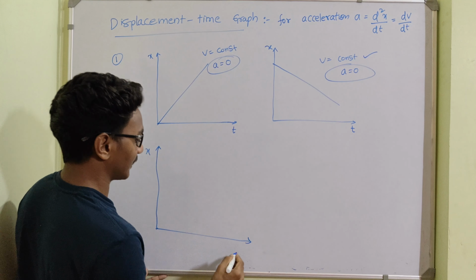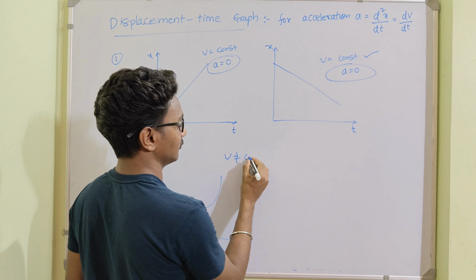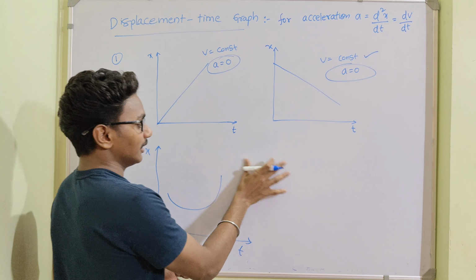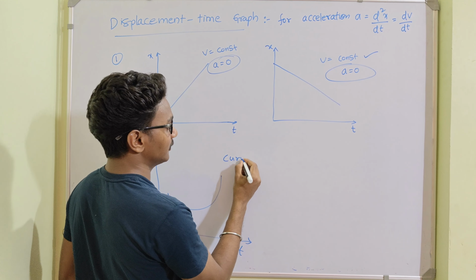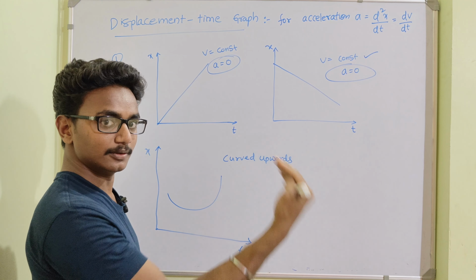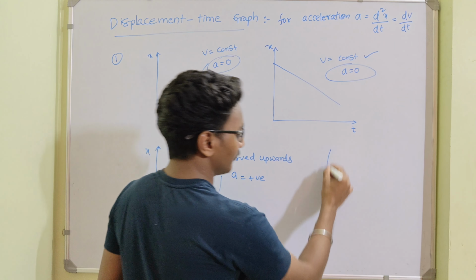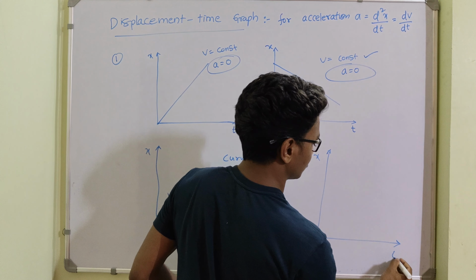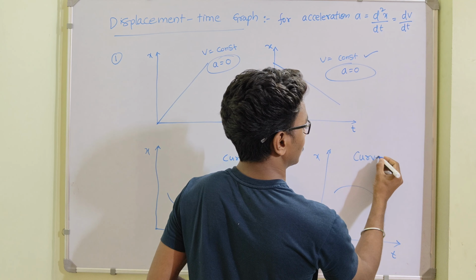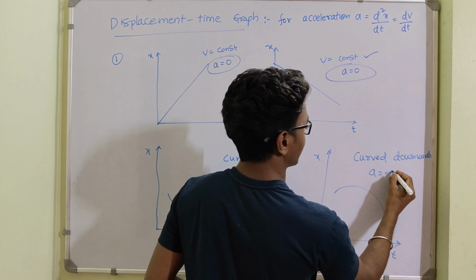If the xt graph is a curved line, then velocity is not constant, so we have acceleration. If the graph is curved upwards, then acceleration is positive. Remember this: if the graph is curved downwards, like this, then acceleration is negative.